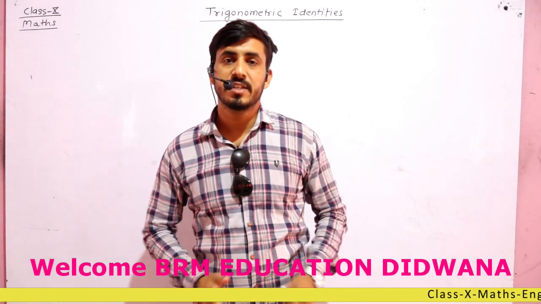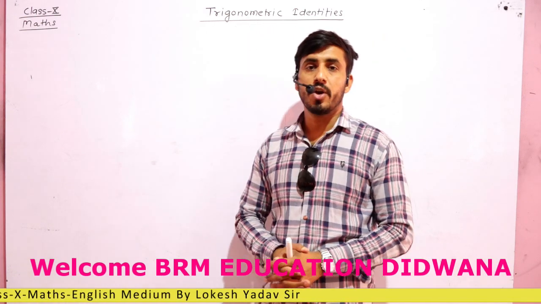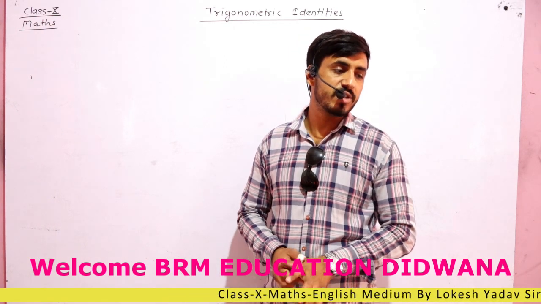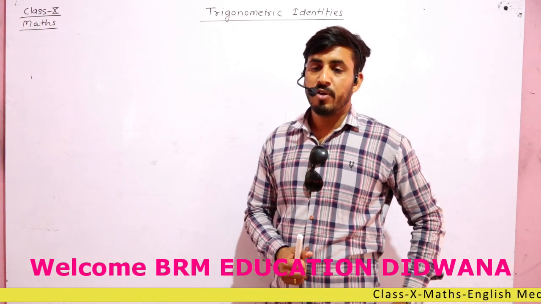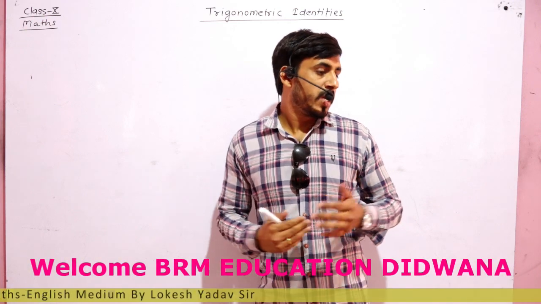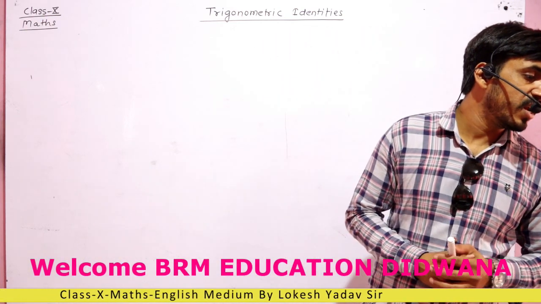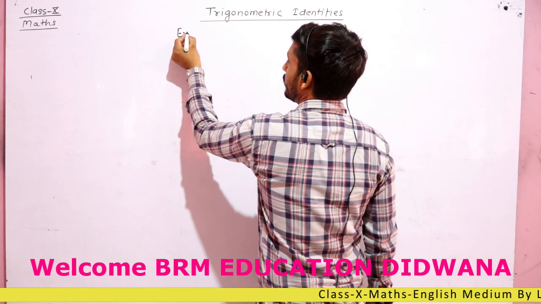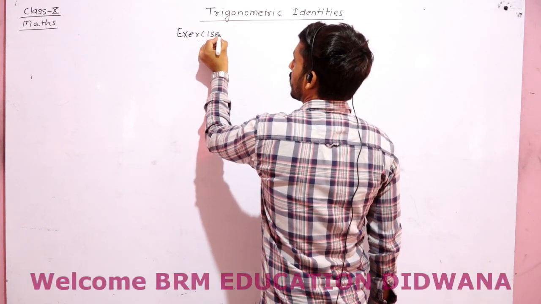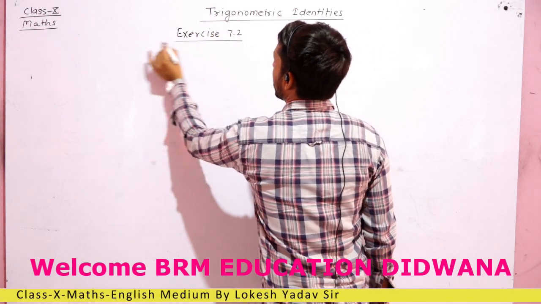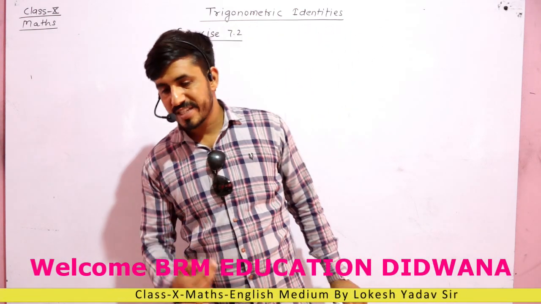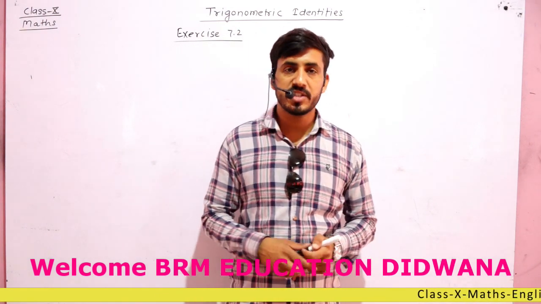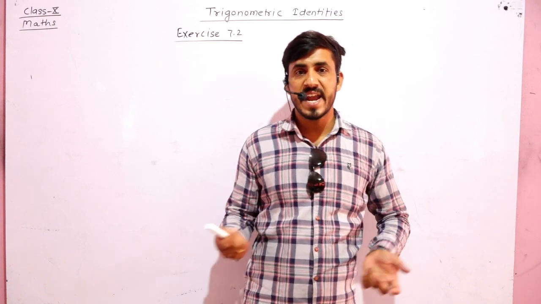As in the last class, we discussed trigonometric identities, and we were discussing exercise 7.2. So we will continue this session for discussing exercise 7.2. In this class we will discuss the next part of this exercise, and let us try to complete this exercise today so that we can end this session.